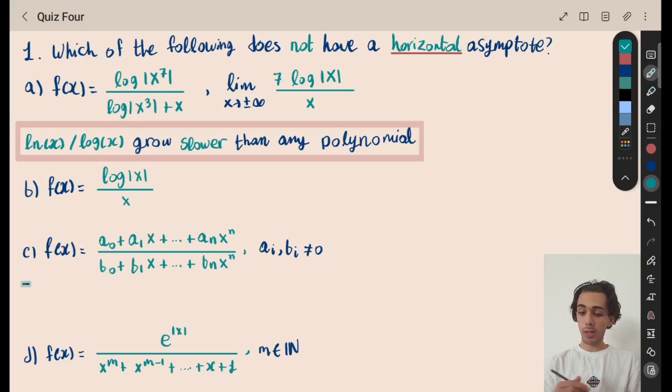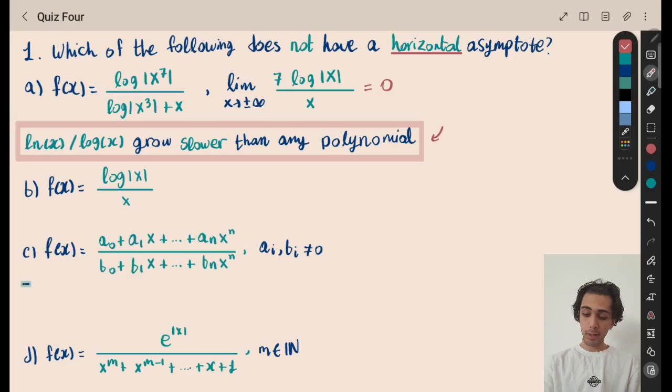Well, guess what? We're going to use the same fact again now. So we have log of x and x. Which one grows faster? It's x. So x dominates the expression. And because x is dominating the expression, we're dividing a small number by a very, very big number. And so this expression actually goes to 0. So the limit is equal to 0.